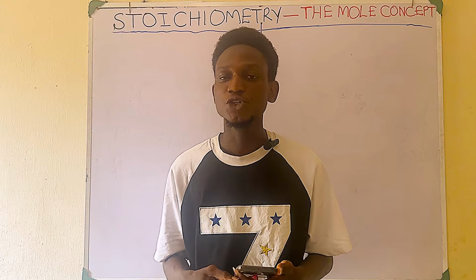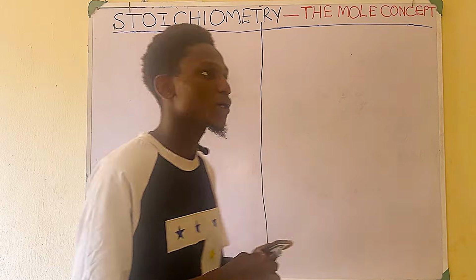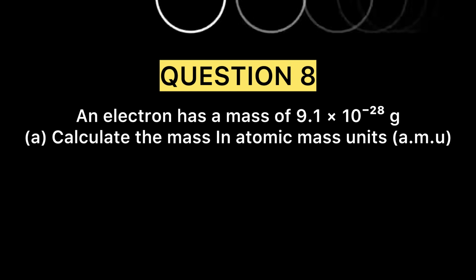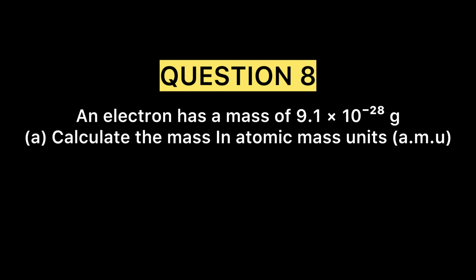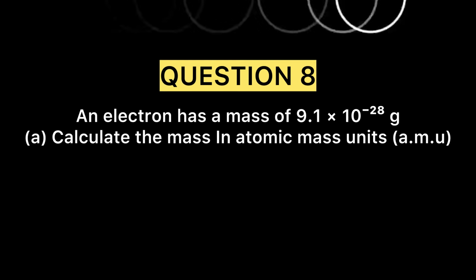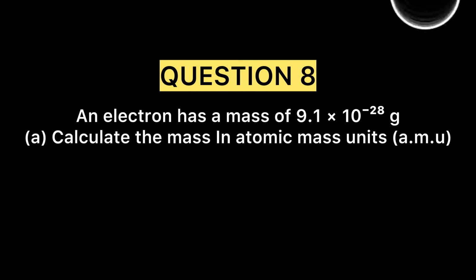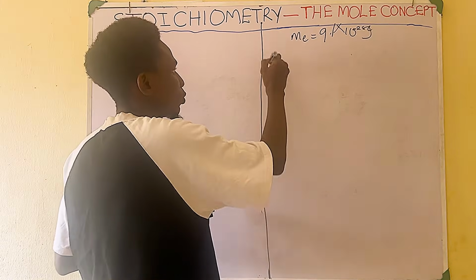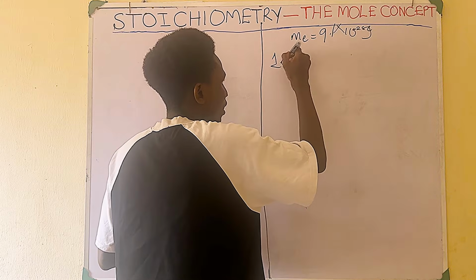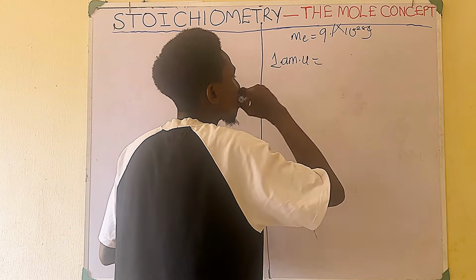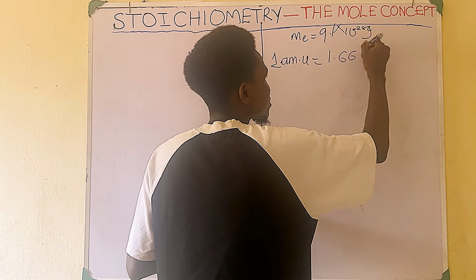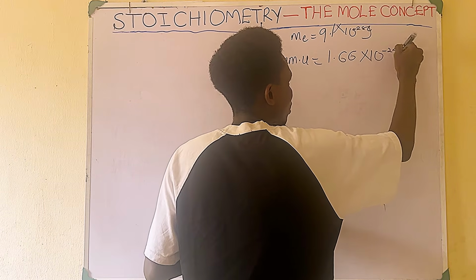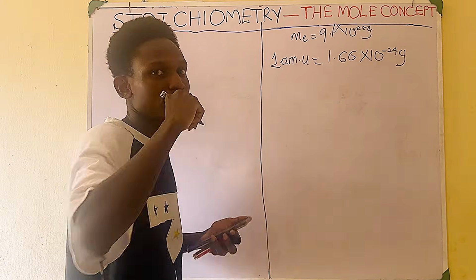So before we run, I want to show you something on amu, although I'm going to solve a similar question to that. So the question should be shown on your screen. An electron has a mass of 9.1 times 10 raised to the power minus 28 grams. Then it says calculate the mass in atomic mass units. First thing you need to take note of is that one atomic mass unit is equal to 1.66 times 10 raised to the power minus 24 gram. That's the first thing to take note of for this question.